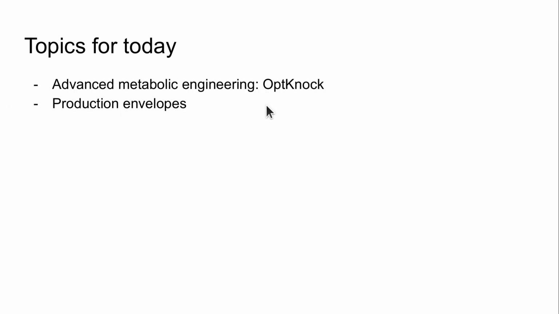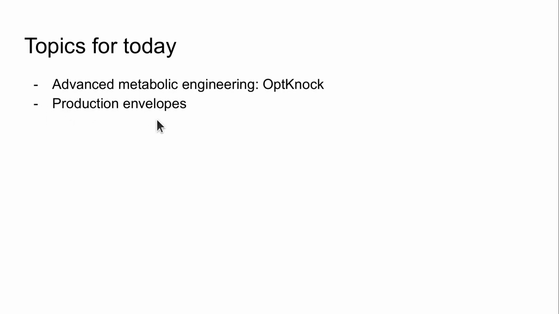Okay, so our topics for today will be quite few. We're going to continue from last lecture and continue talking about metabolic engineering, and we're going to introduce the OptKnock framework, which is a bit more of an advanced tool that is quite powerful in terms of finding metabolic engineering strategies relative to this more simplistic approach that we talked about last time. But it also comes with some drawbacks.